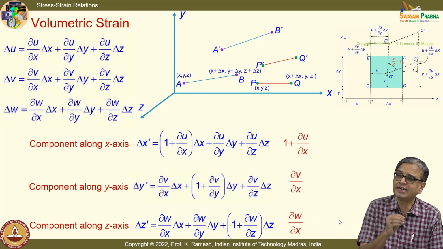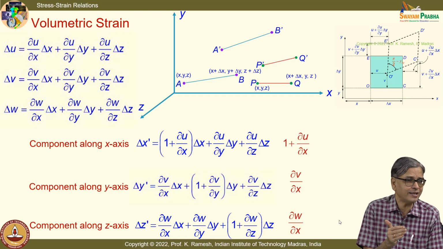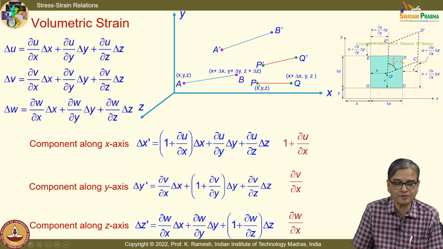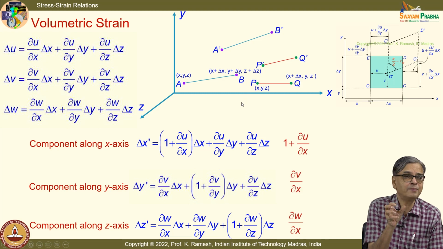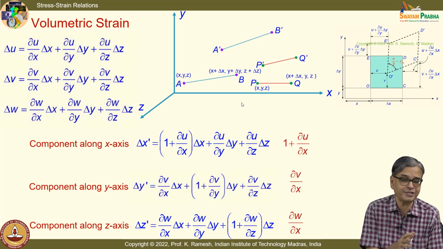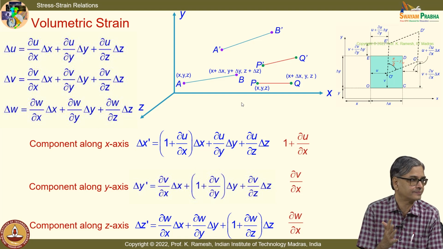Leaving that, it is very similar to what we have done for a planar situation. Now, we have graduated to a 3-dimensional situation. Suppose I know what happens for a line parallel to x-axis. Now, I take a line parallel to y-axis and a line parallel to z-axis. I can construct an elemental cube. Is the idea clear? And I want to see what is the volume before deformation, and what is the volume after the deformation. That is my interest.